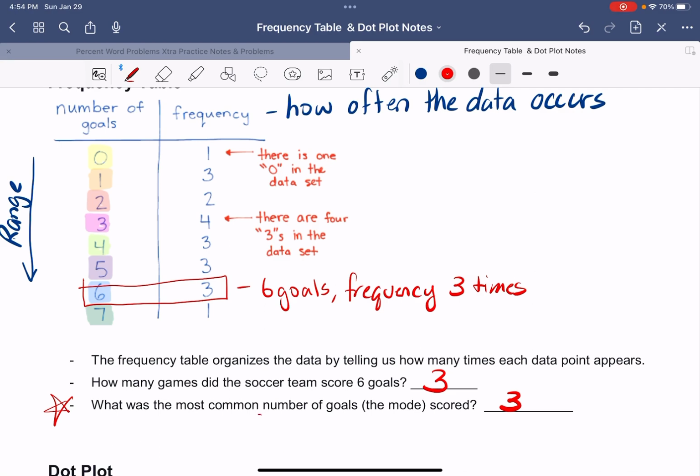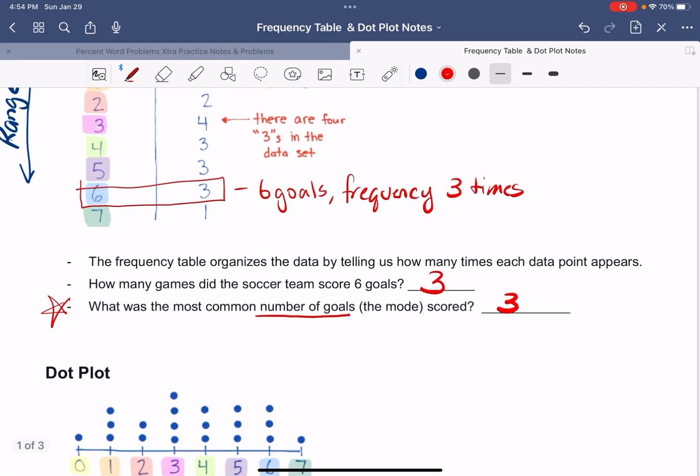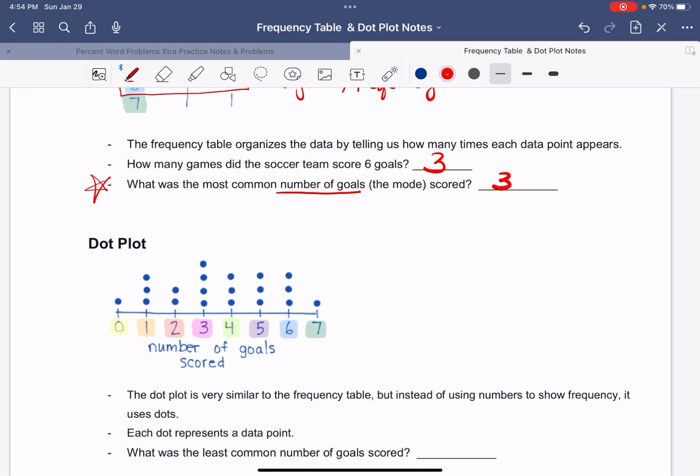It's asking for the number of goals, okay? It's not asking for the frequency, so you would not put a 4 there, right? You would be putting the number of goals as 3, which is the most often that it happened. Okay, let's switch over to the dot plot a little bit.